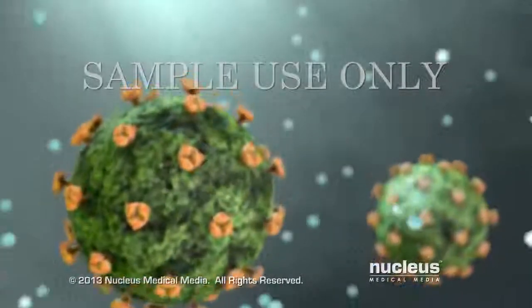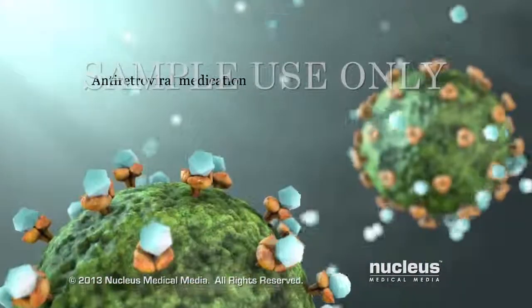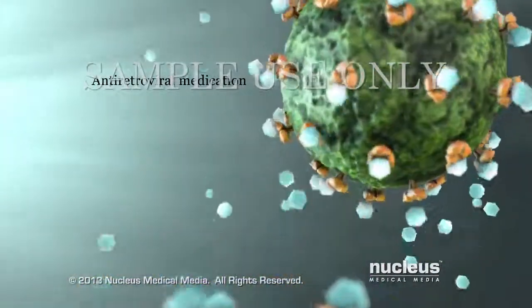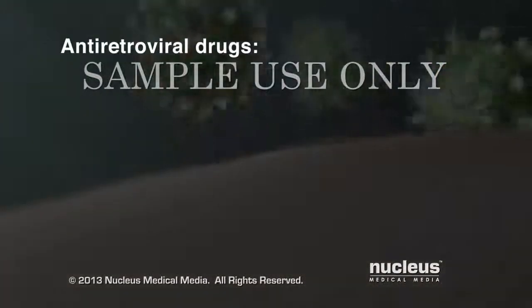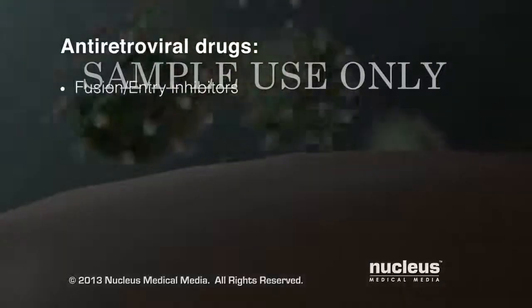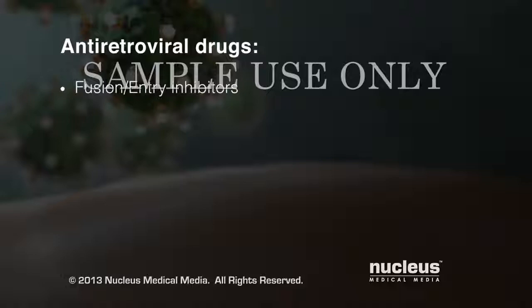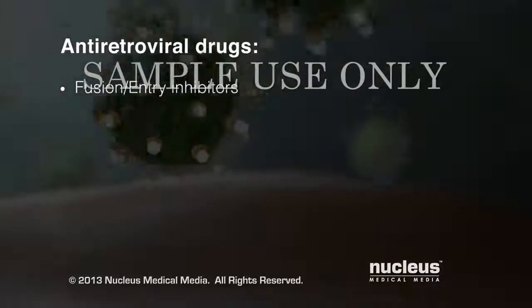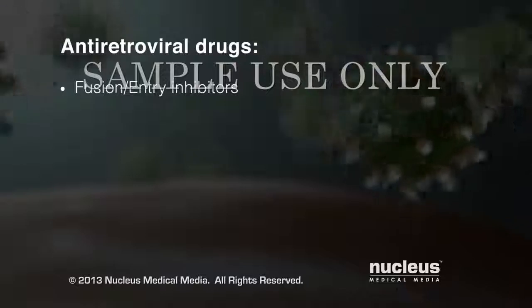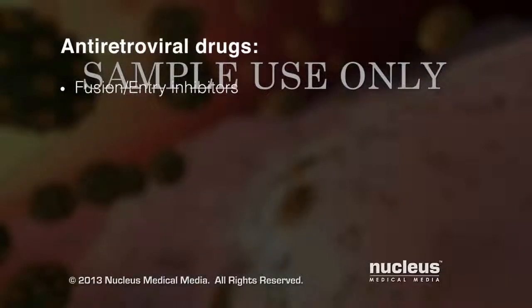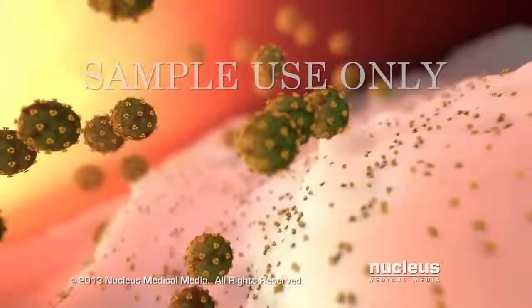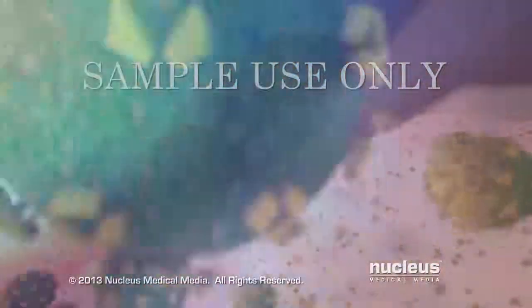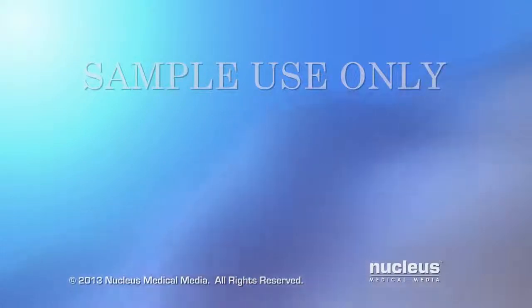Although there is no cure for HIV, drugs called antiretroviral medications can reduce the amount of HIV in your body. One class of antiretroviral medication, called entry or fusion inhibitors, disrupts the HIV infection process by preventing the virus from attaching to your cells. Other classes of antiretroviral medications include reverse transcriptase inhibitors, protease inhibitors, and integrase inhibitors. These drugs prevent the creation, assembly, and spread of new viruses.